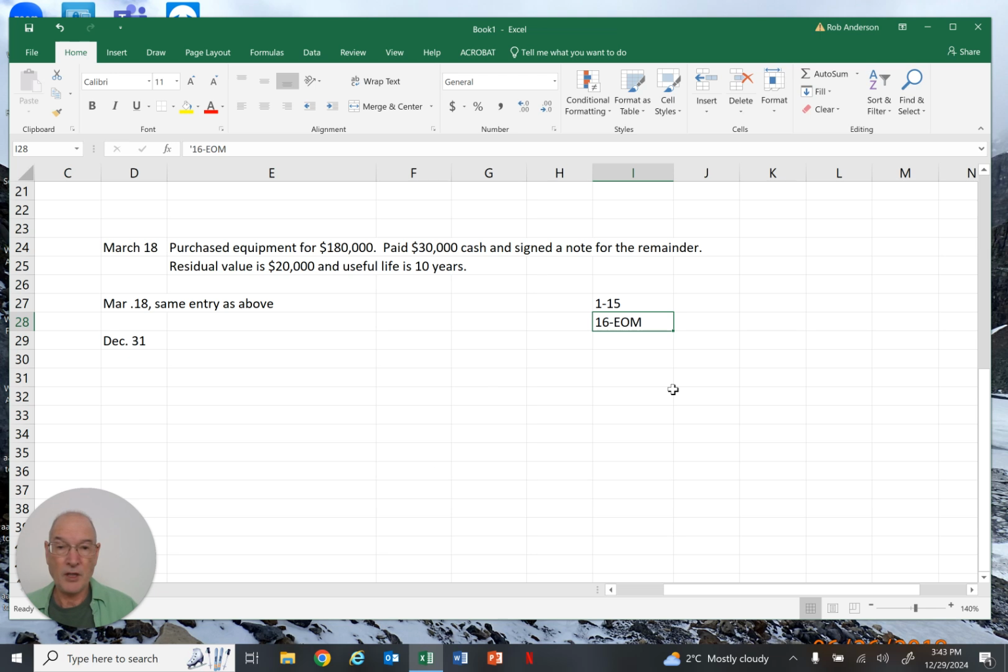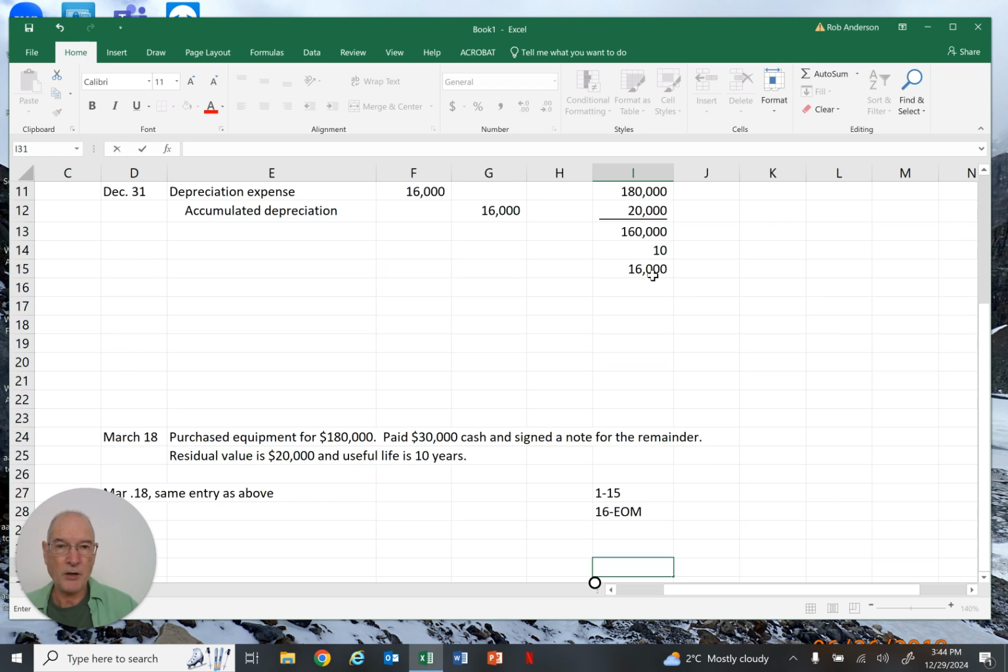Now, if we had purchased this on March 5, we would say, oh, that rounds down to the beginning of March. Therefore, we will not count January and February, but we will count March, and that would give us 10 months. Okay, so you see how that's the difference there. So we have to figure out 9 months of depreciation for this equipment.